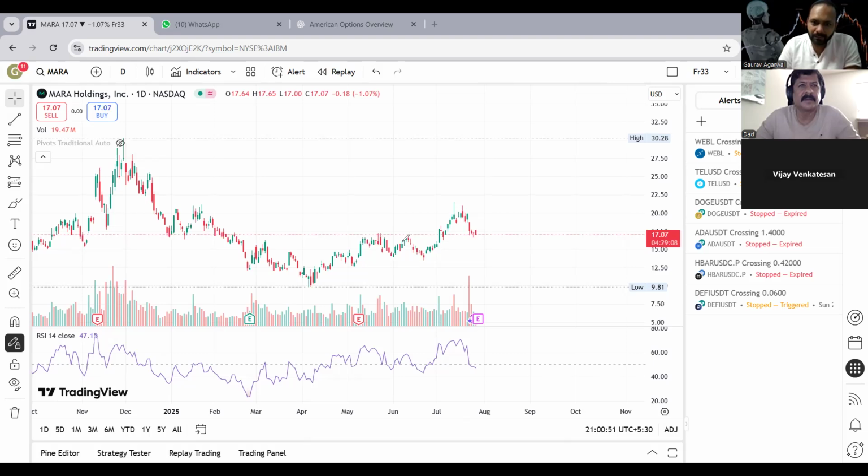So sometimes W and M will be mixed also. See here, you can see there may be a W formation also, right? So it's a kind of probability only, W and M pattern. So sometimes they get mixed. If the pattern is failing, you should exit your trades.